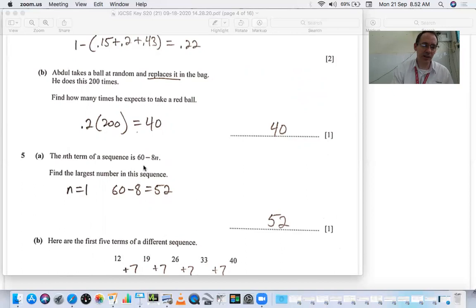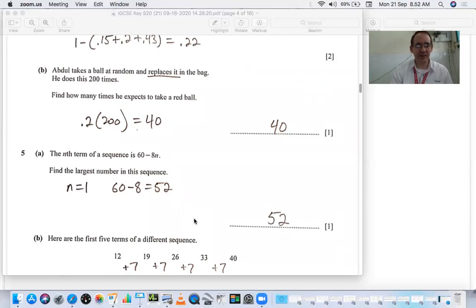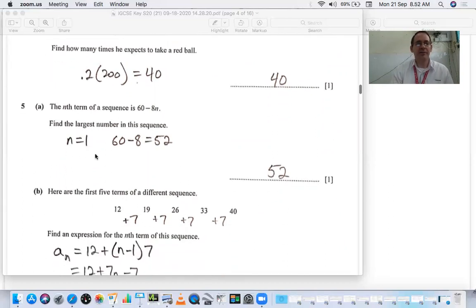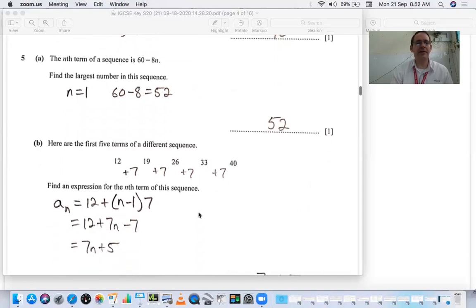So that means your lowest possible value for n is 1, meaning 60 minus 8 is 52. 52 would be the largest number in the sequence, meaning your first number is the largest number, giving you a value of 52 in the sequence, because the more n is, the more you're subtracting and the smaller your numbers get. So that's just kind of a thinking it through kind of thing.